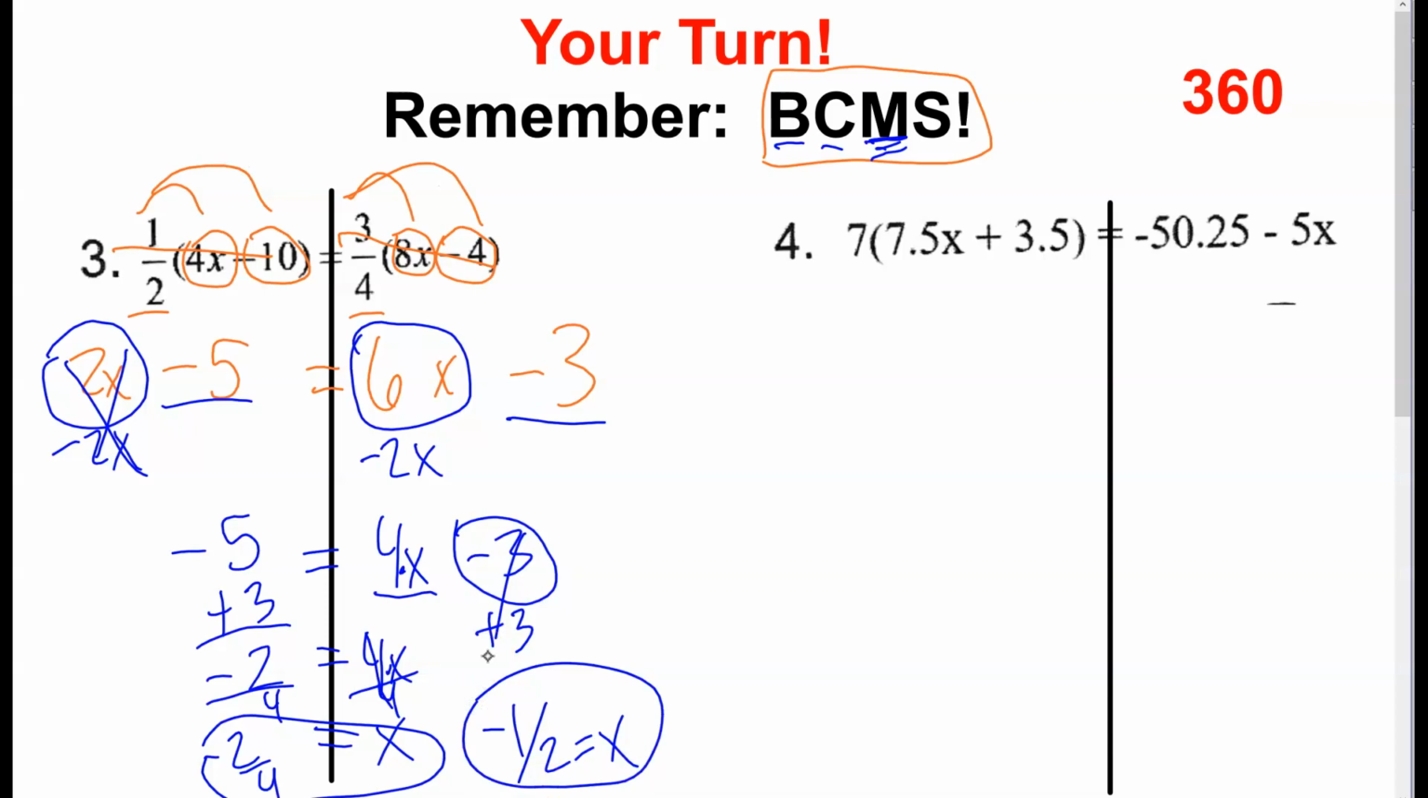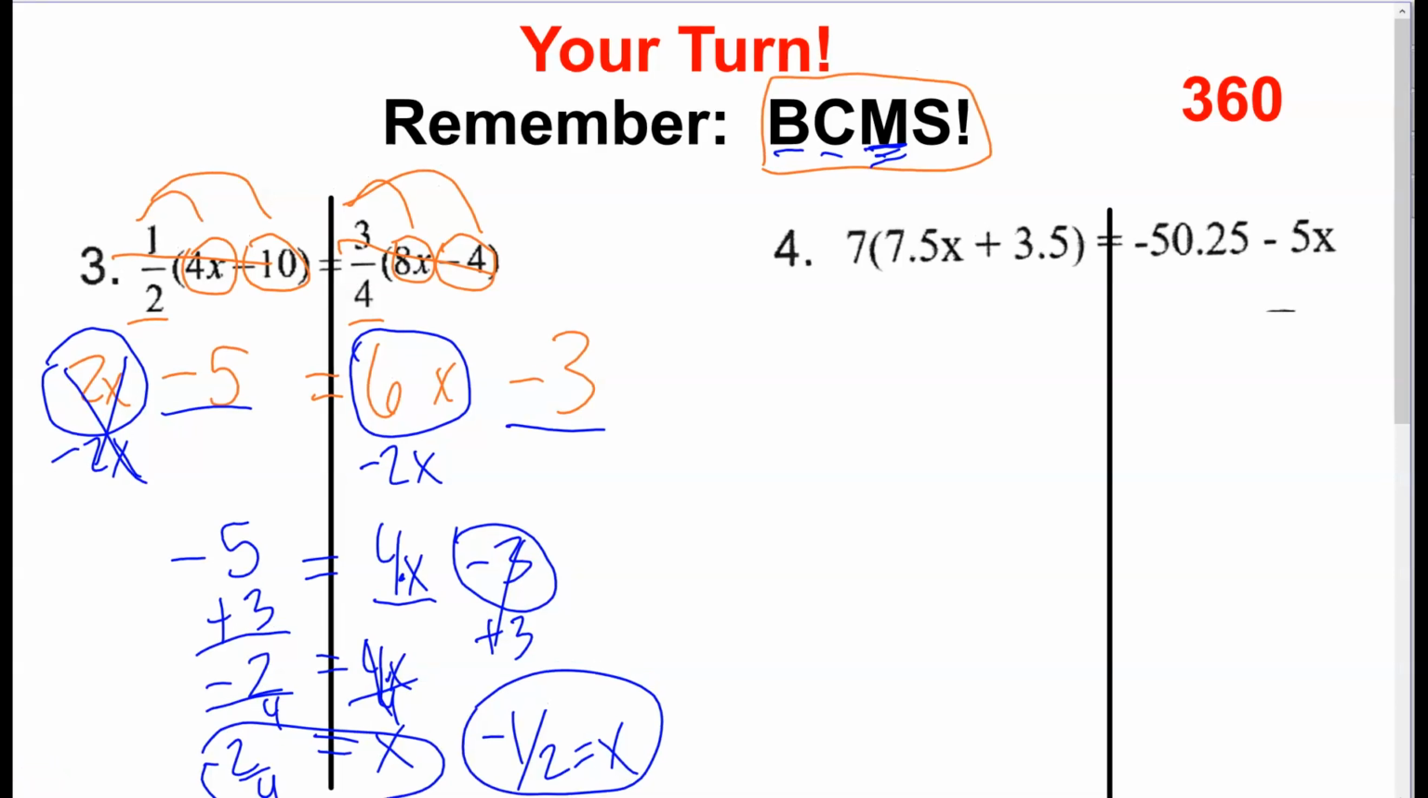So just because we have fractions doesn't mean we can't solve these. We still follow the same way to get our answers and go through these problems. All right, pause the video here really quick while you get a chance, and then go and try to solve questions 4 and 5 using your BCMS or Mustang way of solving equations.